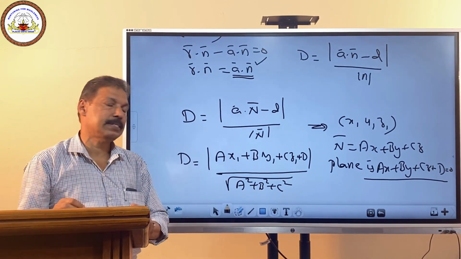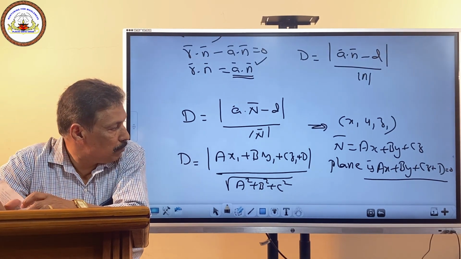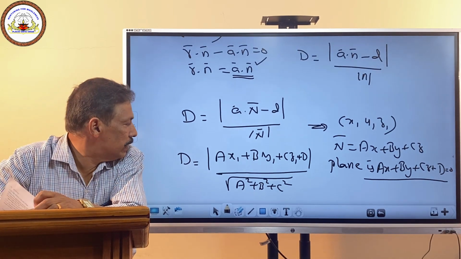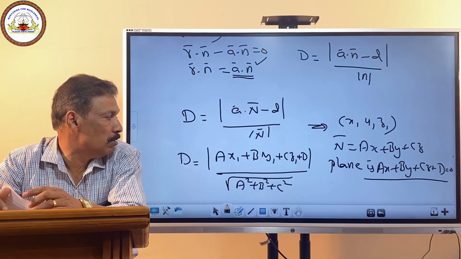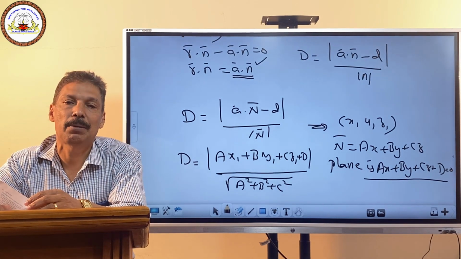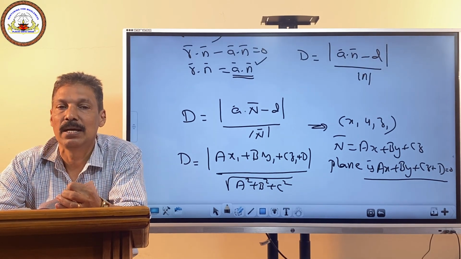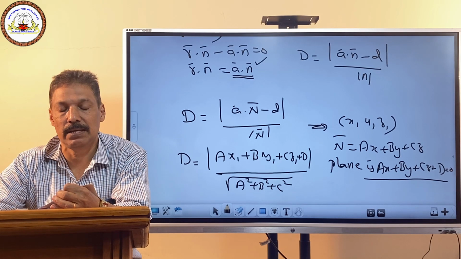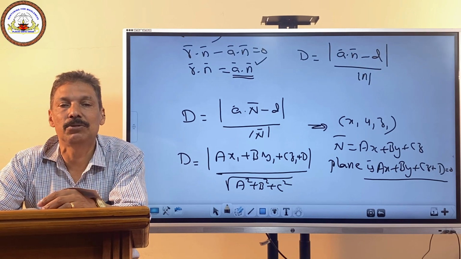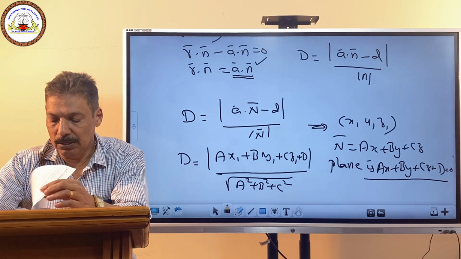So the perpendicular distance from x1, y1, z1 to the plane ax plus by plus cz plus d equal to 0 is mod of ax1 plus by1 plus cz1 plus d divided by the root of a square plus b square plus c square. Last year, in two-dimensional geometry, the perpendicular distance from x1, y1 to the straight line ax plus by plus c equal to 0 is mod of ax1 plus by1 plus c divided by the root of a square plus b square. Here is the extension from 2D to 3D. Using this formula, we can find the perpendicular distance. Then we do some problems.